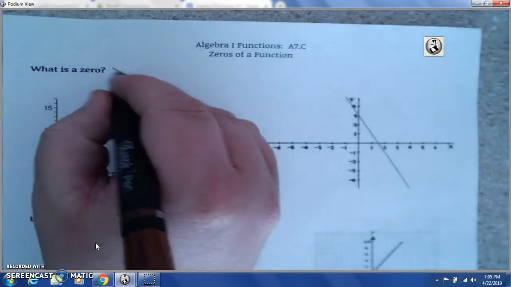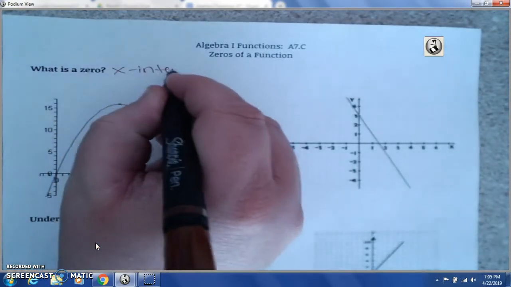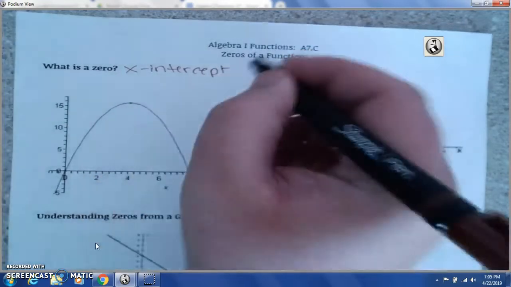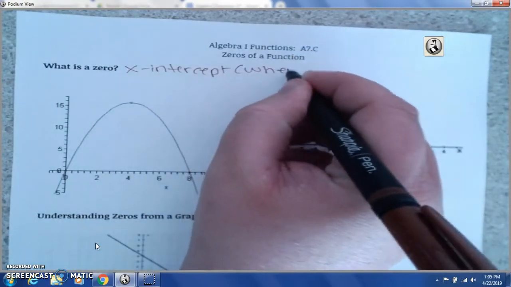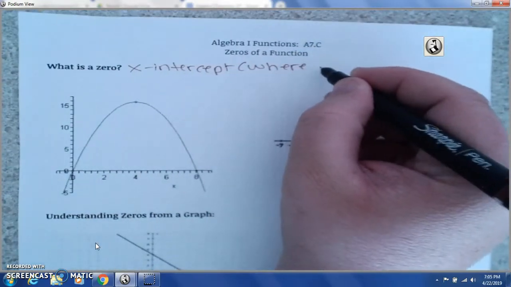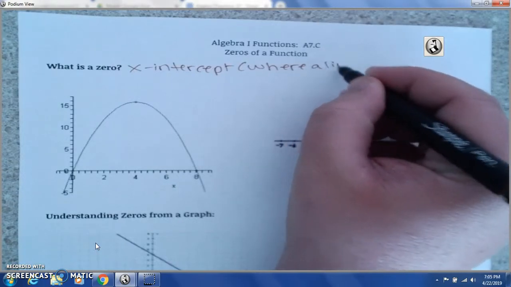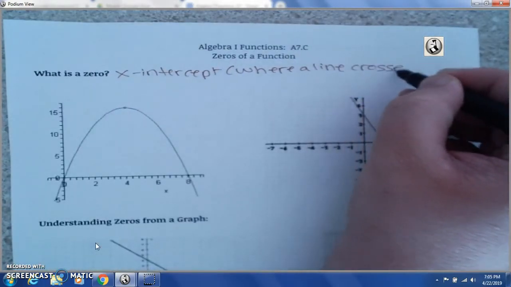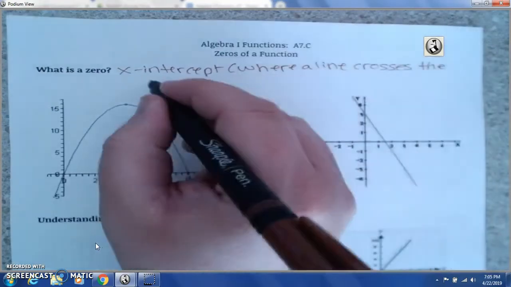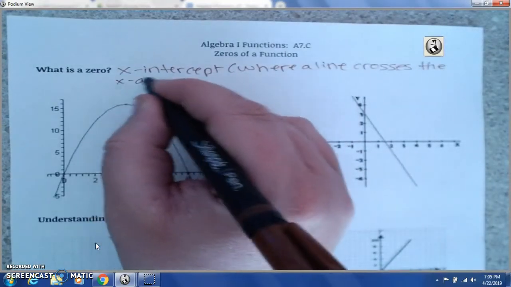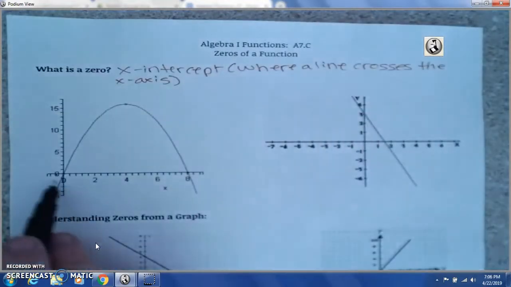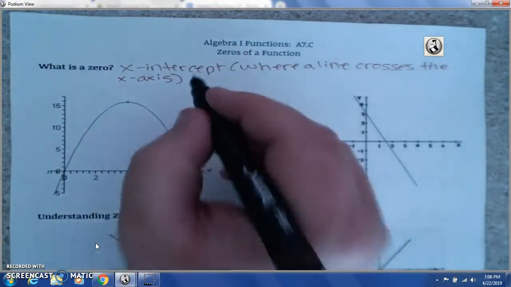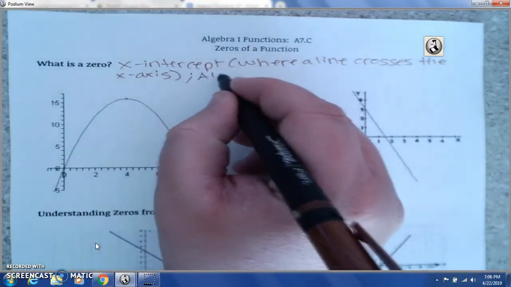A zero is an x-intercept, okay? I want you guys to write exactly what I write down up here. An x-intercept is where a line or parabola crosses the x-axis. And the x-axis is, of course, the horizontal, means it lays flat like this. See, that's your x-axis.